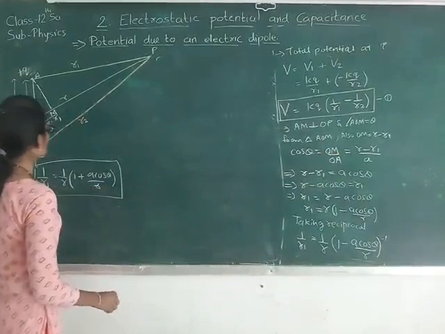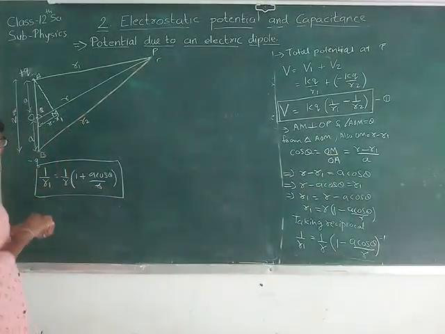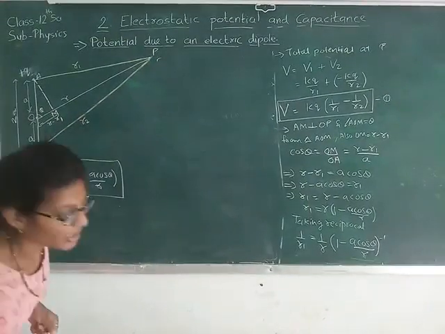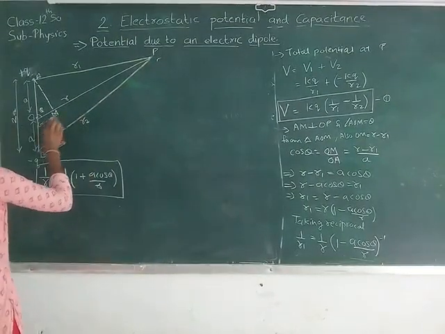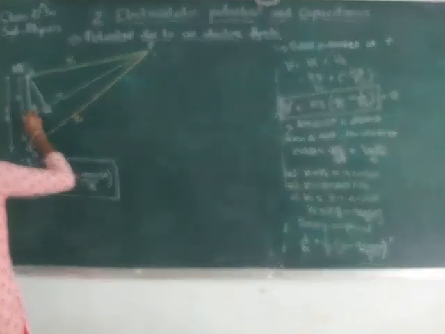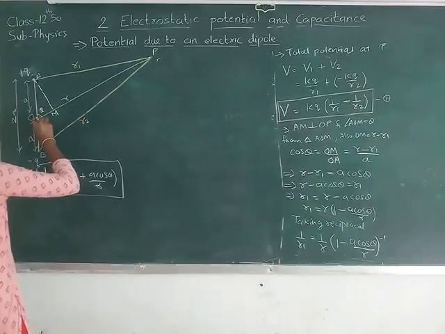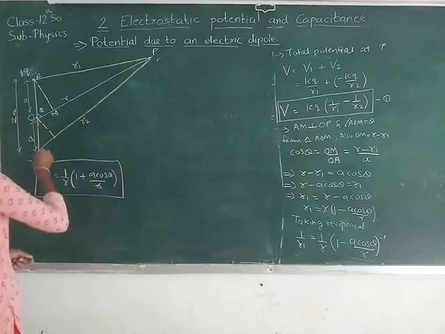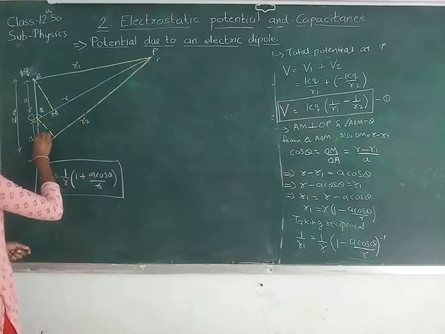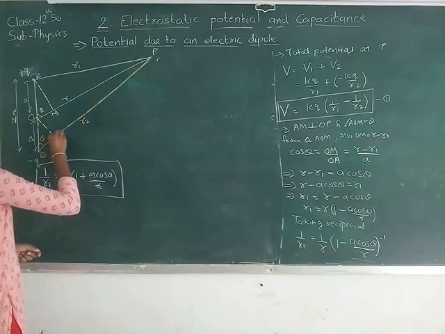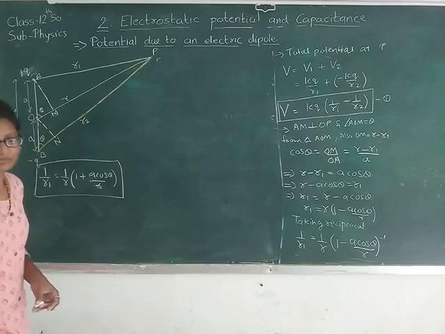For that, what we will be doing? We will be drawing a perpendicular line from this point O on the line BP. And here, this angle will also be theta. Let us consider this as point N.